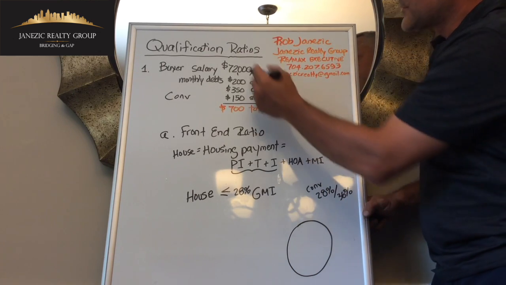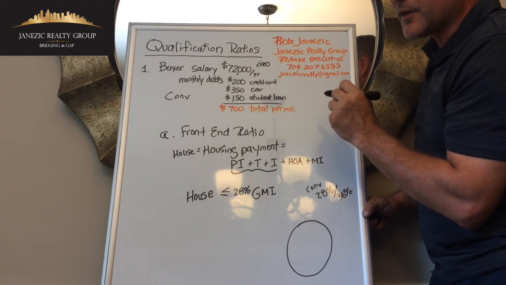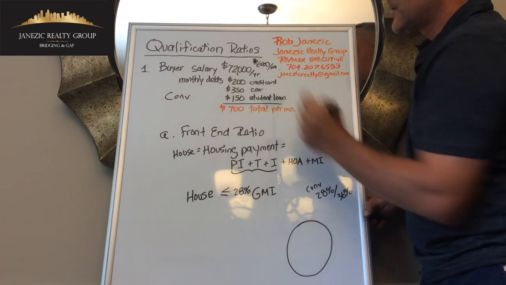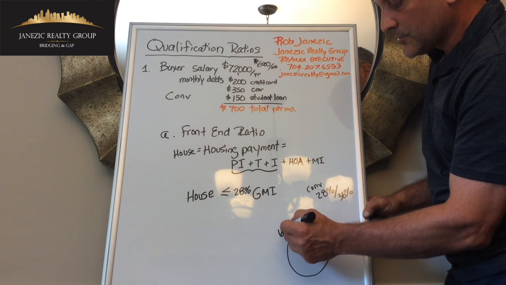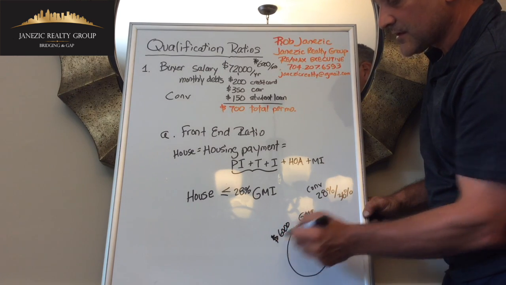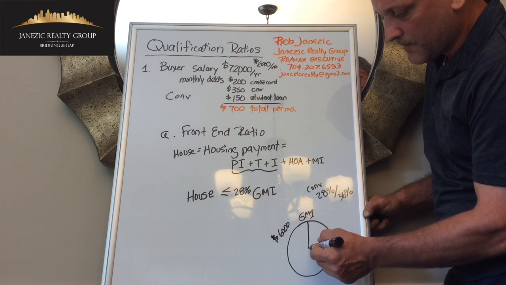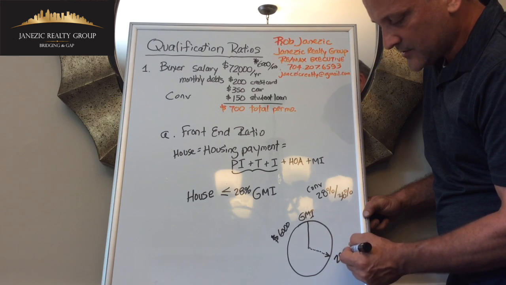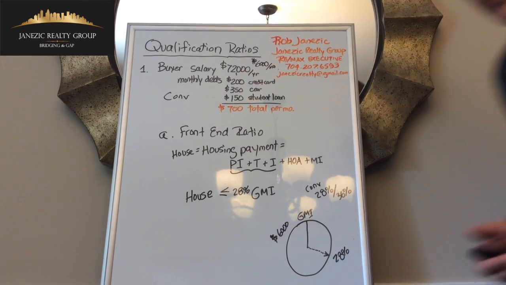Shown another way, in this particular example, 72,000 divided by 12 is 6,000 per month. So that's the gross monthly income. If I have a gross monthly income of $6,000, never would the lender want me to go past 28% of that number. 28%.